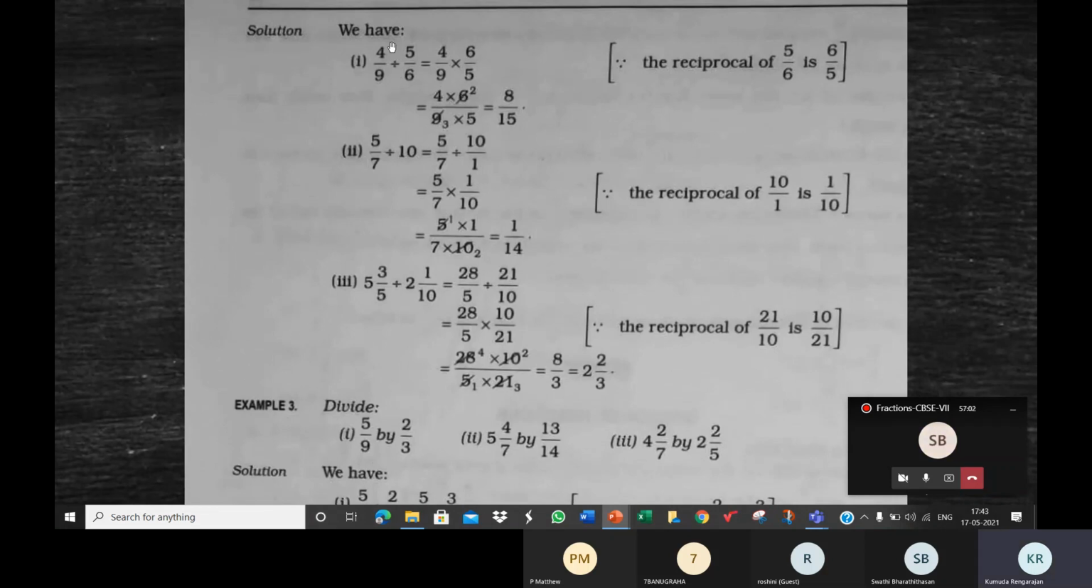See the first one, children. We'll have to divide 4 by 9 and 5 by 6. So 4 by 9 divided by 5 by 6. How do we work this?